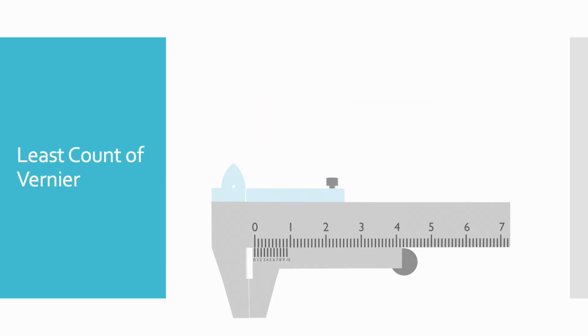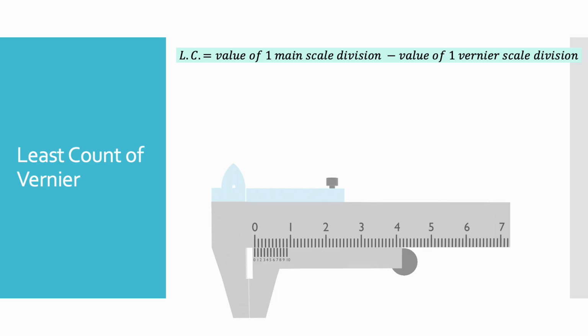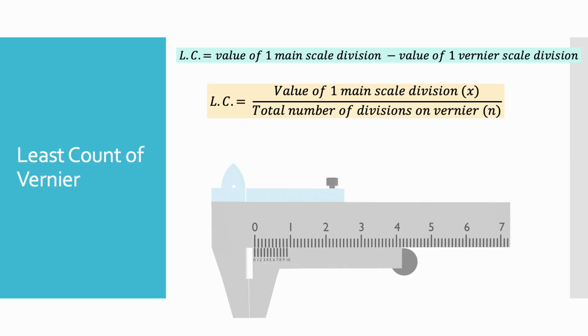The least count of a vernier calipers is calculated using the formula: least count is equal to value of one main scale division minus value of one vernier scale division. For most standard vernier calipers, this works out to be 0.01 centimeter, enabling very fine measurements. One more formula that you can see: least count is equal to value of one main scale division divided by total number of divisions on vernier.